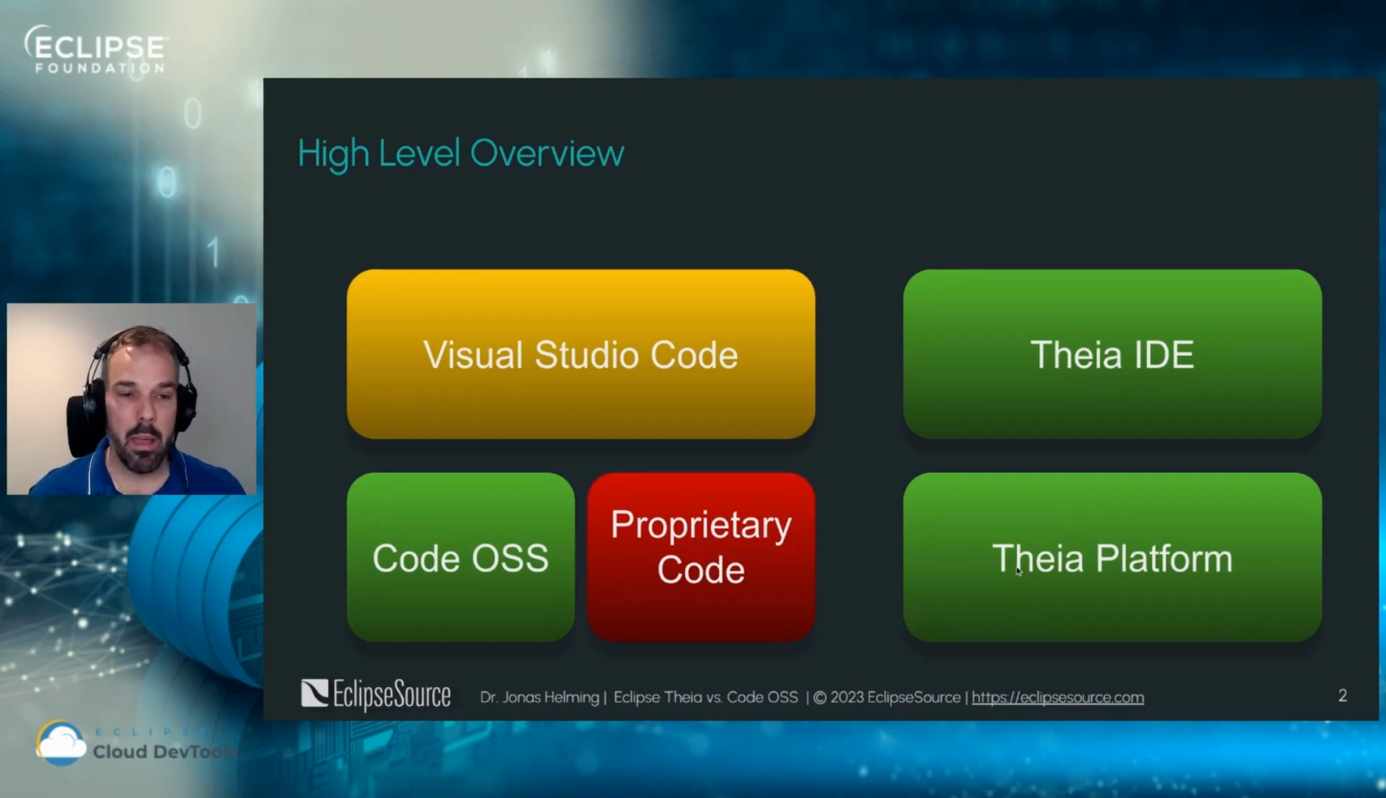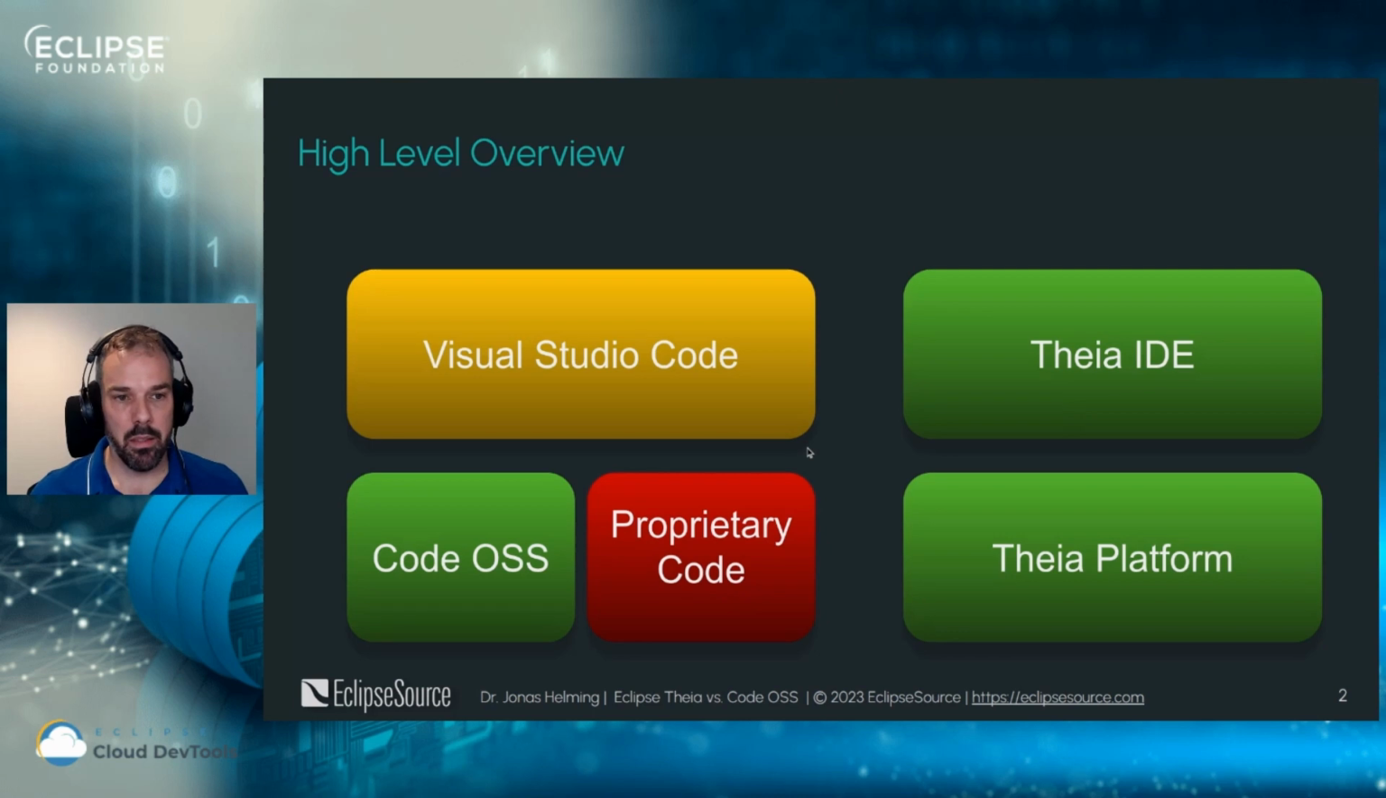And now on the other side, we have Theia. On the bottom, we have the Theia platform. That's the open source framework that you can use to build custom tools and IDEs. And on top of that, there are many tools actually based on Theia. One that is openly available is the Theia IDE. It's currently still named Blueprint, but as I announced yesterday, it will soon be rebranded to be the Theia IDE. And of course, there are many more tools out there. If you look at the Theia website, you find a gallery of tools that actually use the Theia platform as a basis.